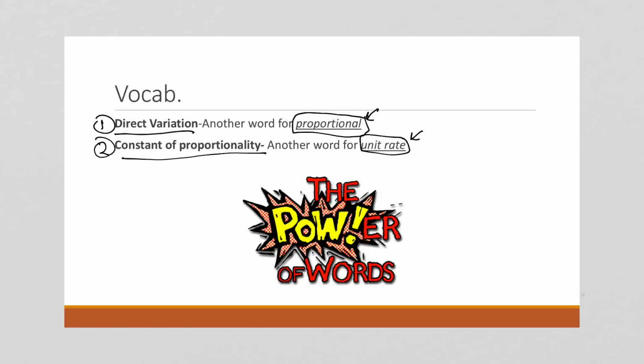All right, one last thing. Sometimes we use the letter K to represent the constant of proportionality. Now, you would think that for constant of proportionality we would use a C, right? But no, we're going to use a K. K stands for what? Constant of proportionality.